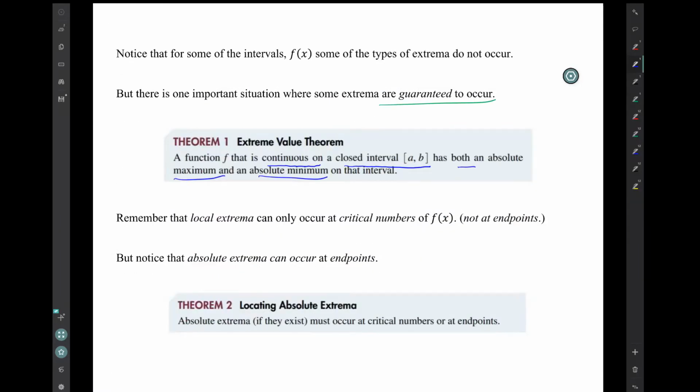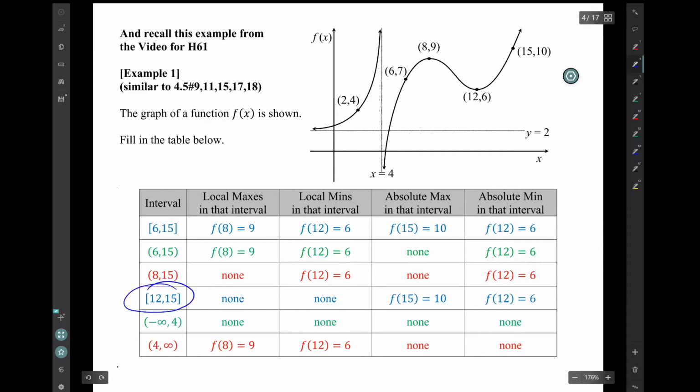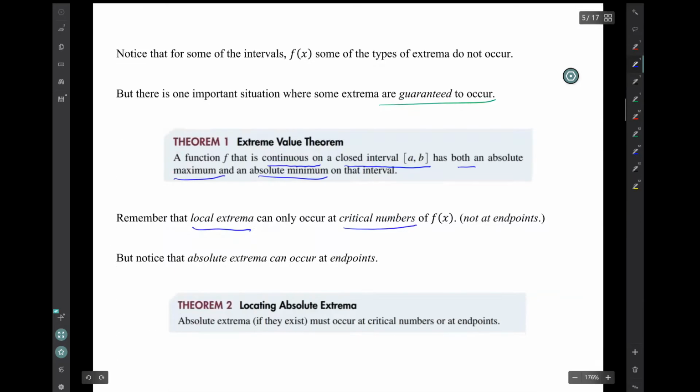And also, remember that local extrema can only occur at critical numbers, not at endpoints. So, for instance, for this closed interval, there were no local maxes or local mins because the highest and lowest points on that interval are at the endpoints, and there are no other candidates for local maxes or mins. But absolute max and mins can occur at endpoints. And so we have this second theorem that says absolute extrema, if they exist, must occur at x values that are either critical numbers or at endpoints.